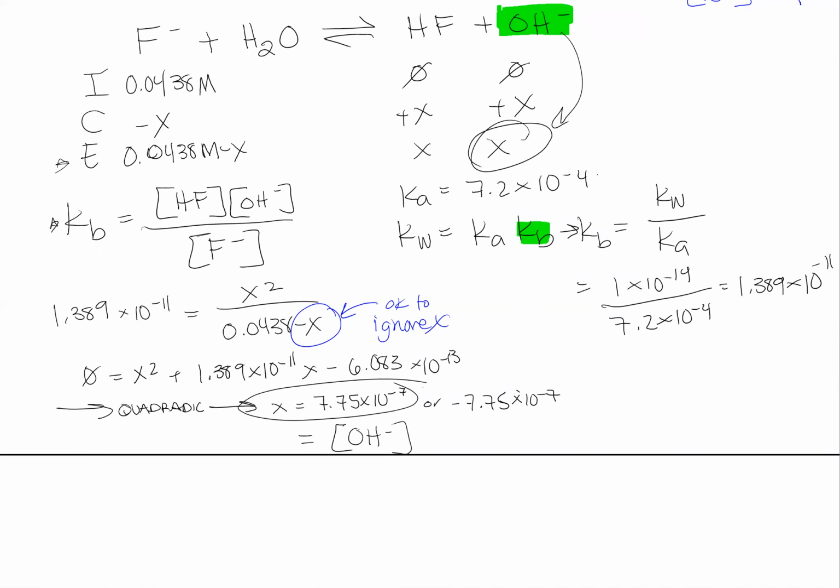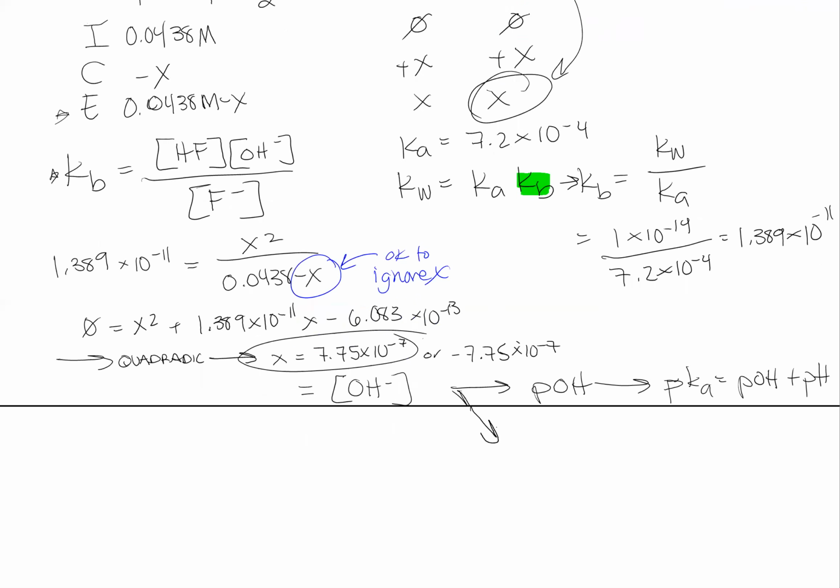So from here I could calculate the pOH, but I've been asked about the pH. So I've got two routes. I can calculate pOH and then use the equation that pKa equals pOH plus pH, or I can take the route where I use Kw is equal to the concentration of hydroxide ions times hydronium ions to calculate hydronium ion concentration and then calculate pH from that. Either route should get you to the same answer. It's your preference. I'm going to go the second one.